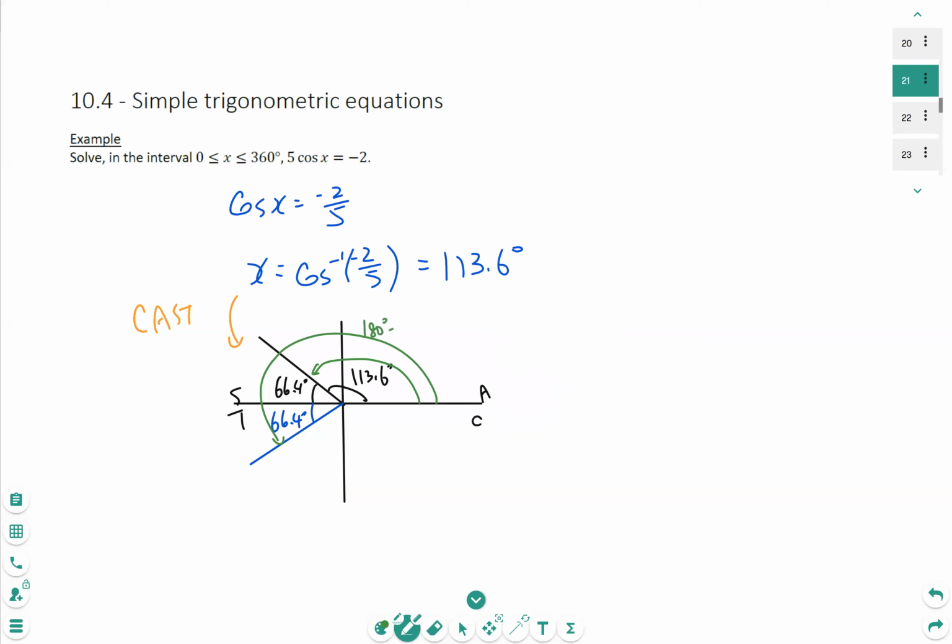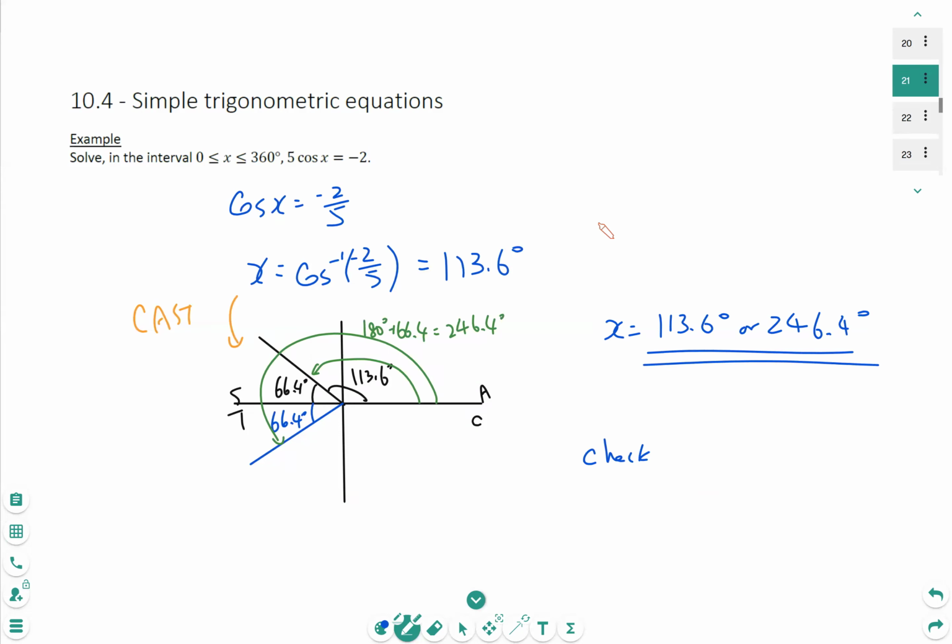This one is 180 degrees plus 66.4, which is, can't do mental maths, don't trust my mental maths, 246.4 degrees. So therefore x equals 103.6 degrees or 246.4 degrees. Again, you should double check your answer. If you substitute back, 5 cos 103.6 degrees should give you roughly negative 2. Yep, I get minus 2.00 something. So I know it's correct.